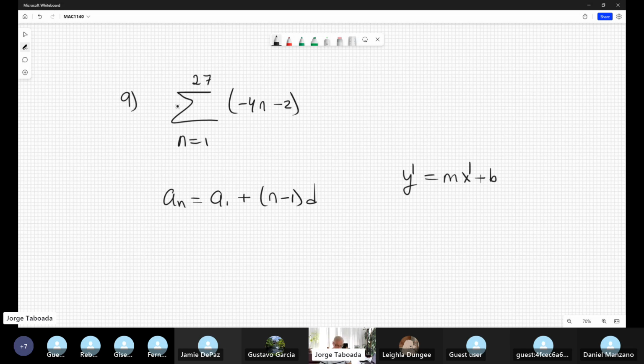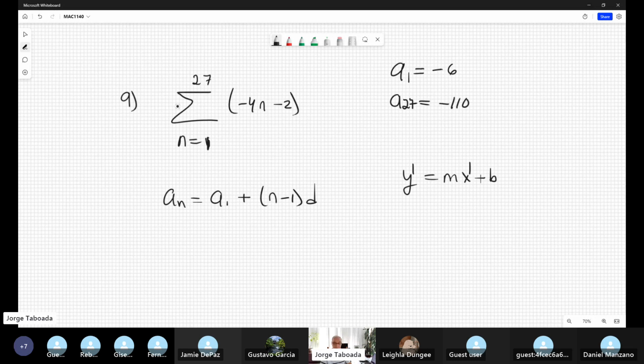It's arithmetic in which the first term, a1, is negative 6. Where does it come from? When you plug in 1 here, minus 4 minus 2, negative 6. And what about the last one? The last one is 27. Why are you plugging in 27 here? For multiplication, 27 times negative 4 minus 2, and the answer is minus 110.